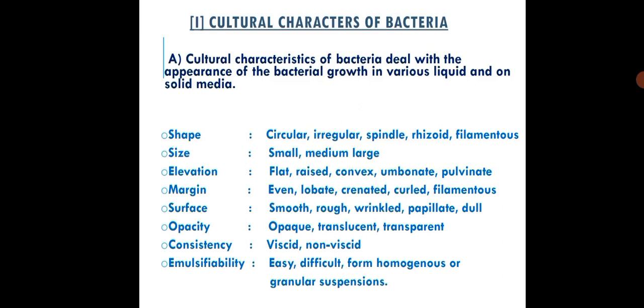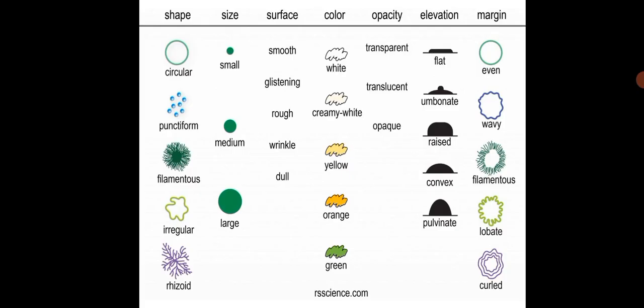Consistency can be viscid or non-viscid. Emulsifiability can be easy or difficult. Form homogeneous or granular suspensions. This is a picture showing various shapes, size, surface, color, opacity, elevation, and margins as discussed in the previous slide.